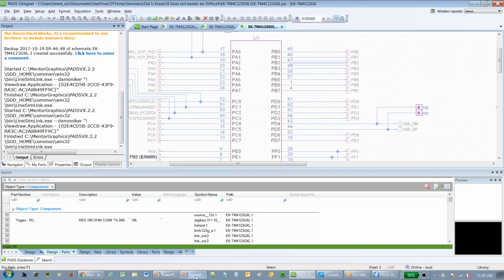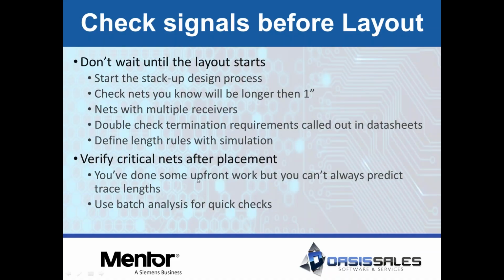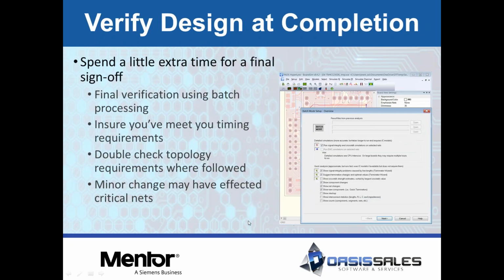So let's go back to our presentation here. As I've mentioned already, don't wait until the layout starts. As an engineer, you can do a lot of things in a what-if scenario, playing around with net length, board stack-up, receivers, driver strength, termination schemes. A big one too is defining or creating what you think your length rules need to be that you would put into your design. Verify all your critical nets up front. You should know just from the parts you've picked, looking at the data sheets, look at the slew rates, make sure you understand that, and verify those devices, okay?